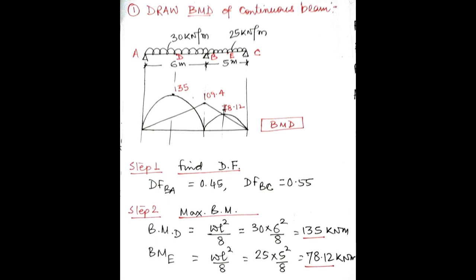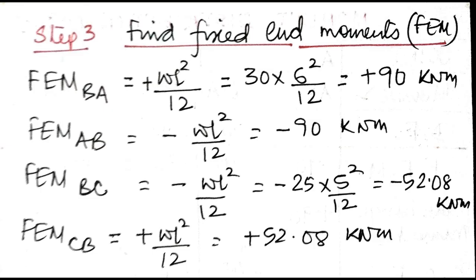Similarly, if we consider the span BC, simply supported beam, under UDL, the maximum bending moment occurs at the midpoint E. So bending moment at E is WL square by 8. That comes out to be 78.12 kilonewton meter. Next is step number 3, that is to find the fixed end moments, FEM.